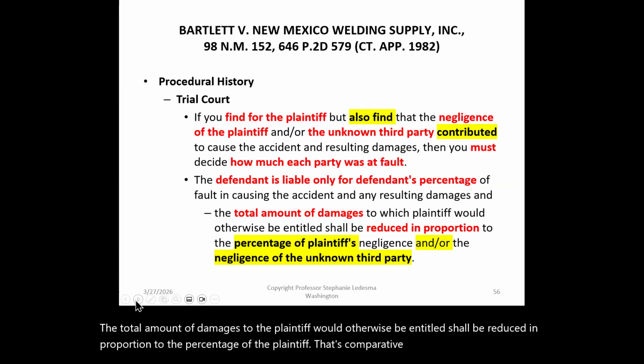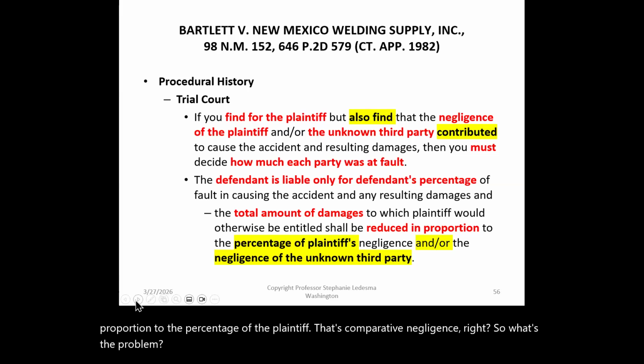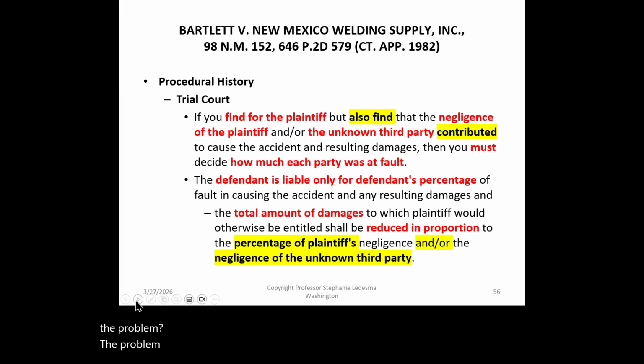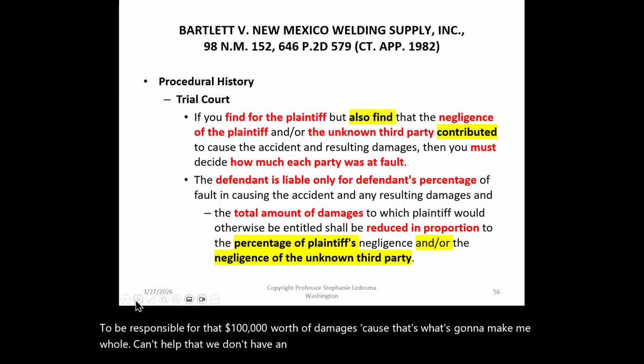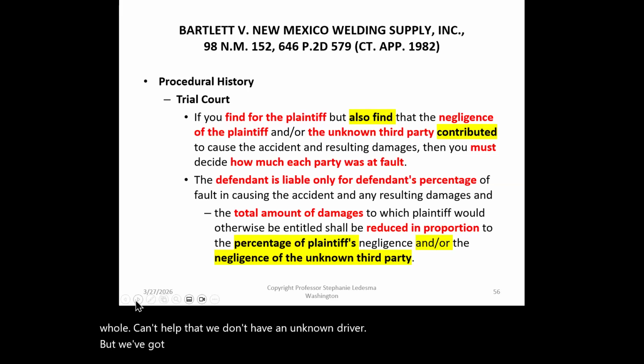So what's the problem? The problem is the plaintiff says, I've got $100,000 worth of damages. The jury has awarded me accordingly. I want the defendant, the one that we know, to be responsible for that $100,000 worth of damages, because that's what's going to make me whole. Can't help that we don't have the unknown driver, but we've got a known driver who has some liability, and I want the known driver to be jointly and severally liable.